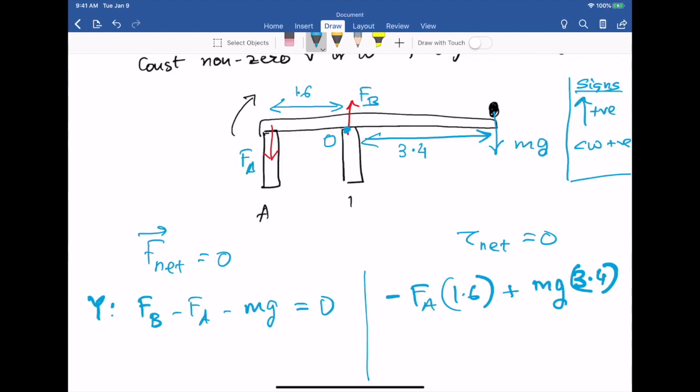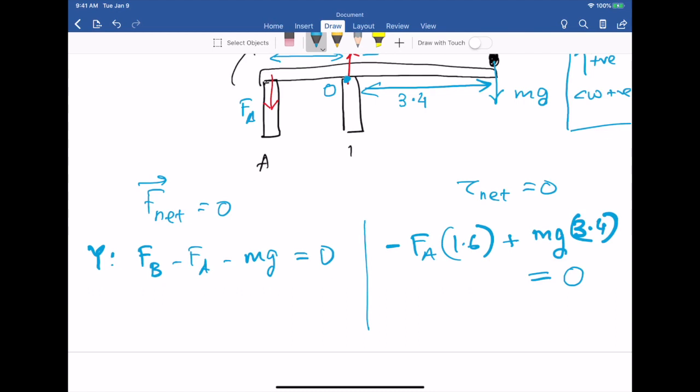And that is all that we have for torques. Fp does not have any torque about the point O. And we set that equal to 0. And so now we have two unknowns and two equations, so we should be able to solve for everything here. From that second equation, we can immediately rearrange to get Fa, so you can just solve this equation and get Fa. And then you can plug that into the first equation and you can get Fb.